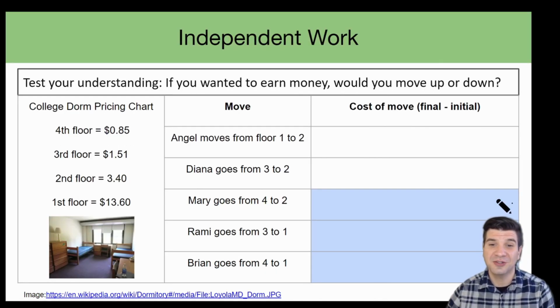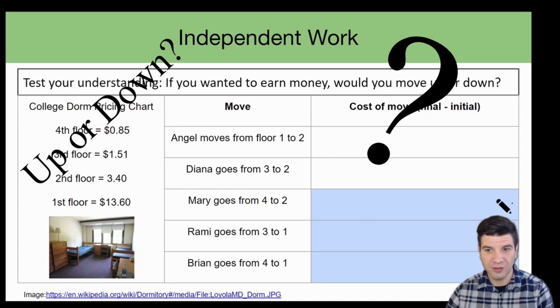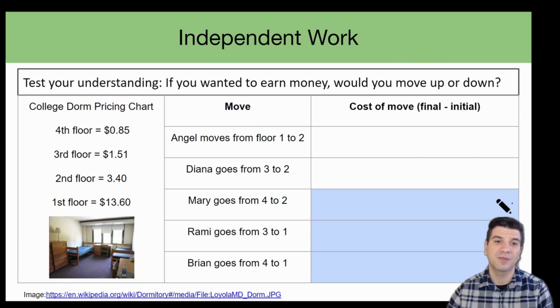All right, so let's test your understanding. If you wanted to earn money, would you move up to a higher floor or down to a lower floor? So Angel, he's our first example. Angel moves from floor 1 to floor 2. Now, the way that you do the calculations is the cost of move is final take away initial. So where was his final location? He went from floor 1 to floor 2. So his ending location was second floor, which was a payment of $3.40.